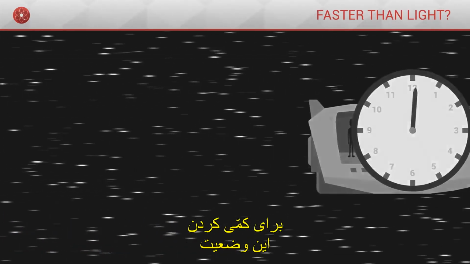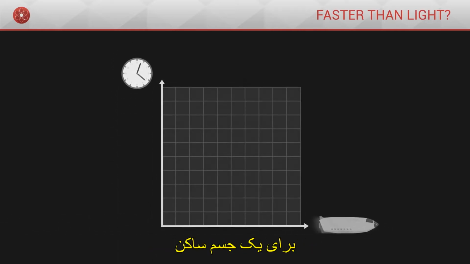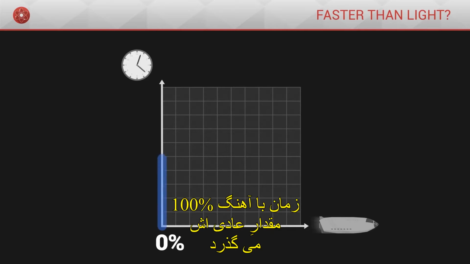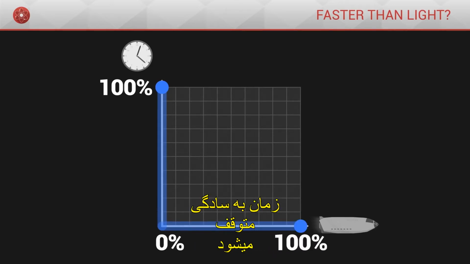To quantify this situation, we can try to draw a very simple graph which represents the passing of time in relation to the speed of an object. For an object at rest, with a speed of 0, time passes at 100% of its normal rate. In turn, for an object travelling at 100% of the speed of light, time would simply stop, or in other words, go by with a speed of 0.